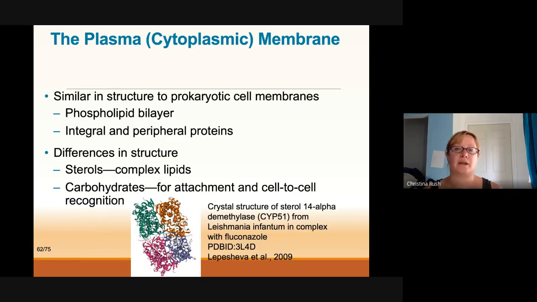So the plasma membrane in eukaryotes is similar in structure to the prokaryotic cell membranes. We have the phospholipid bilayer. There's going to be integral and peripheral proteins. However, we have some differences in structures. All of our eukaryotes are going to contain sterols, which are a complex lipid. And they're also going to contain these carbohydrates for attachment and cell-to-cell recognition. And this is just a picture of a sterol of Leishmania, which is a single-celled animal parasite.